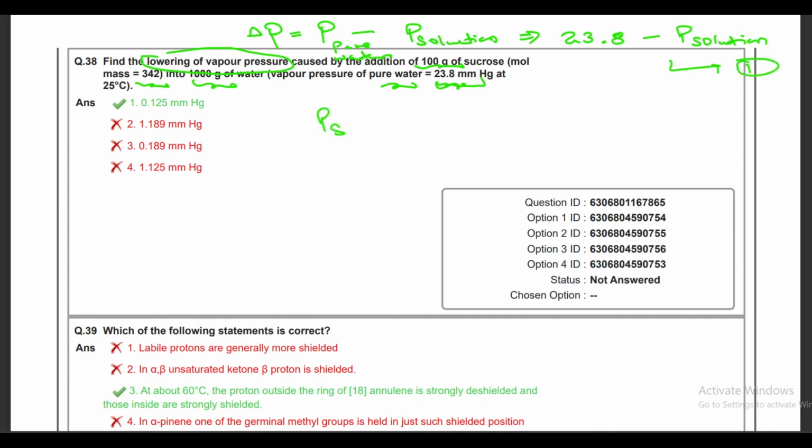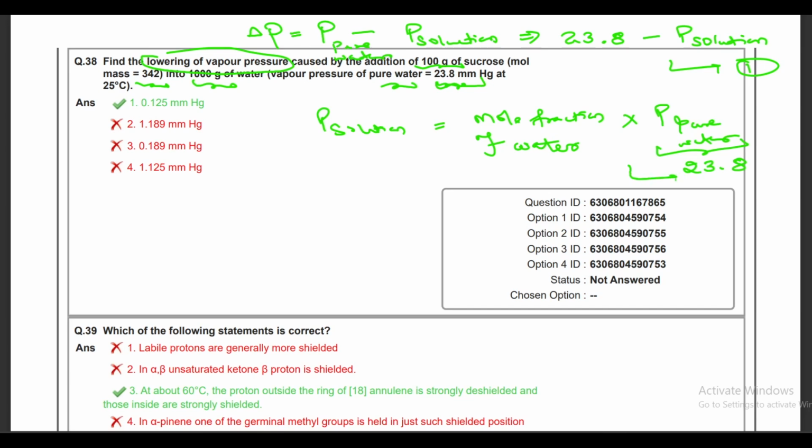To find the pressure of the solution, it is equal to the mole fraction of the pure component, which is your water, multiplied by the pressure of the pure component, which is the pressure of pure water. Clear? The pressure of pure water is given, which is 23.8. This is your second equation. Clear? You have to find the mole fraction of water.